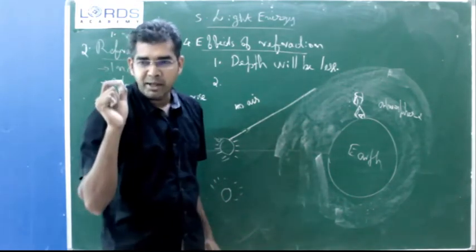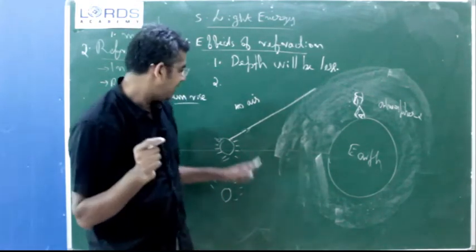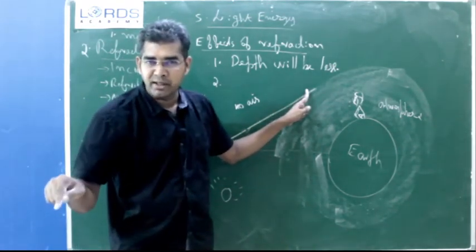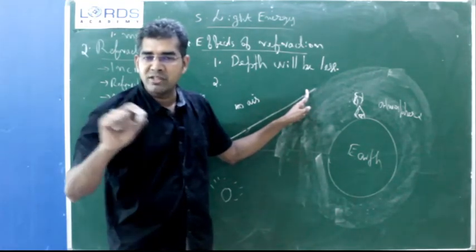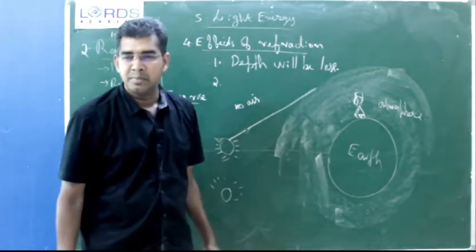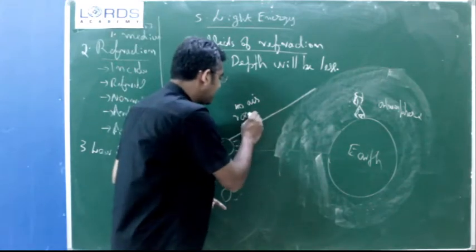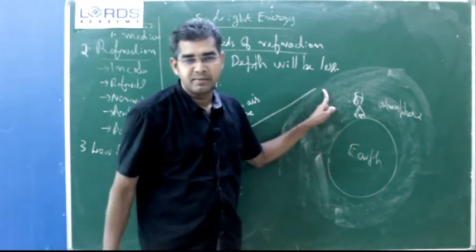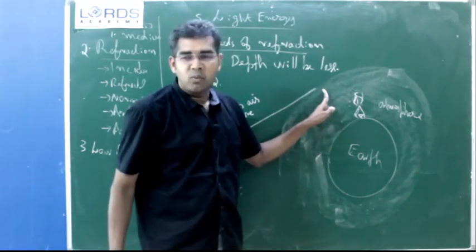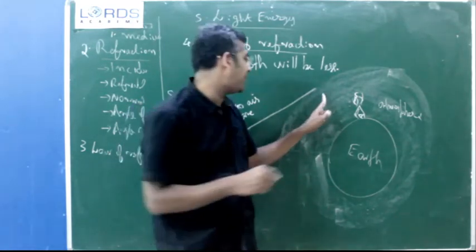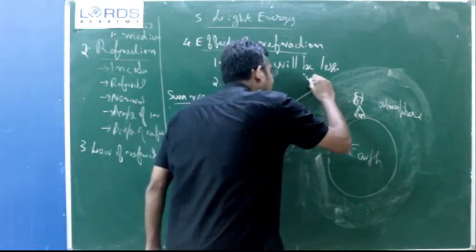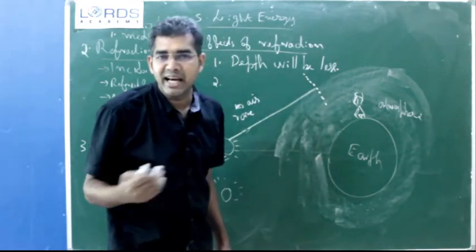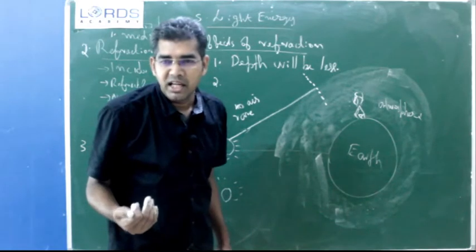My question, listen to my question. Now it is in vacuum, it is entering into atmosphere. So it is moving from which medium to which medium? From rarer to denser medium. So what will happen? Refraction will happen. So see, if you draw a normal here, which direction will it move?